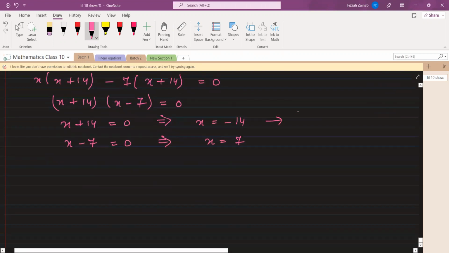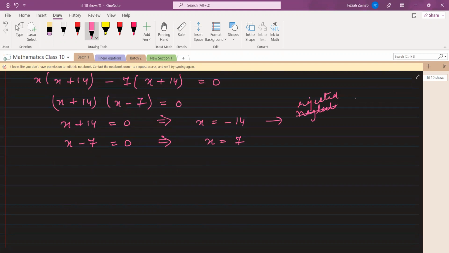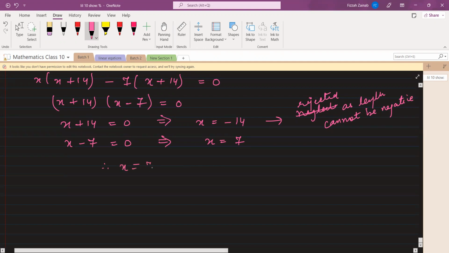Now, this one will be rejected. Why rejected? Because x is length, okay? It cannot be negative. We have assumed it to be a length of something, right? As length cannot be negative. Okay, so therefore, x is equal to 7, right?